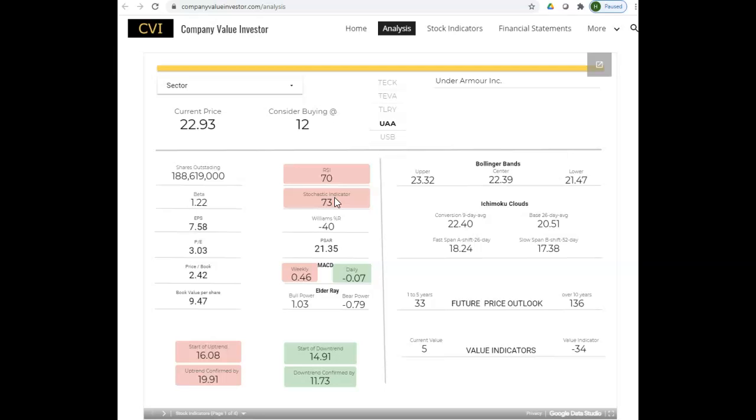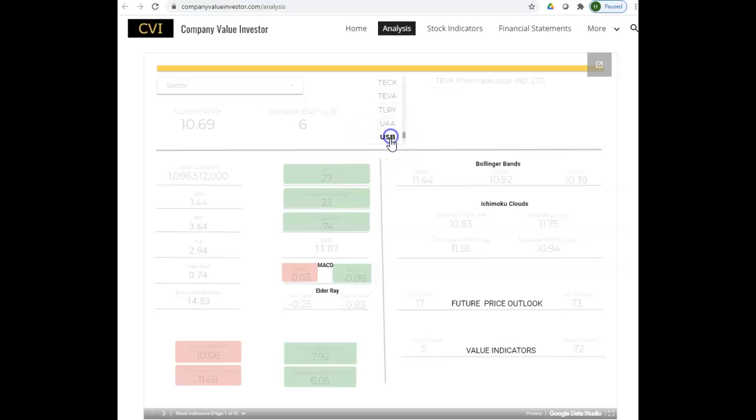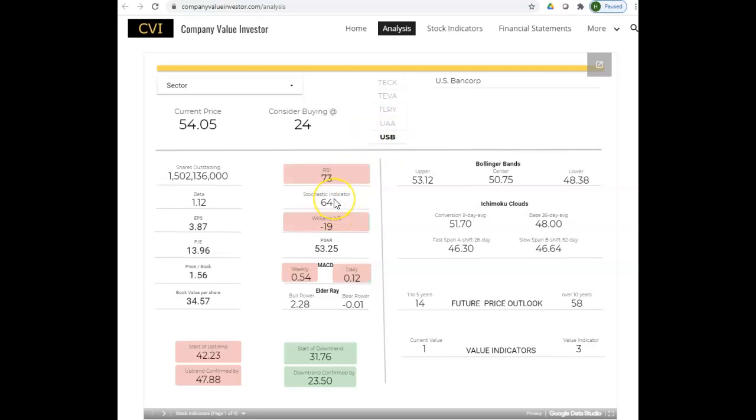A number below 30 is considered oversold. The indicator turns to a green color. Oversold means that investors are selling the stock. The stock price is decreasing. Again, supply and demand. Any number between 31 and 69 is considered to be in the middle.